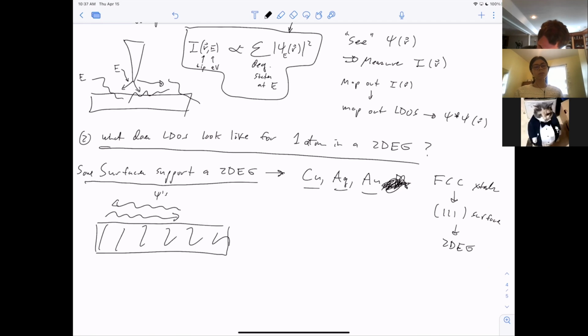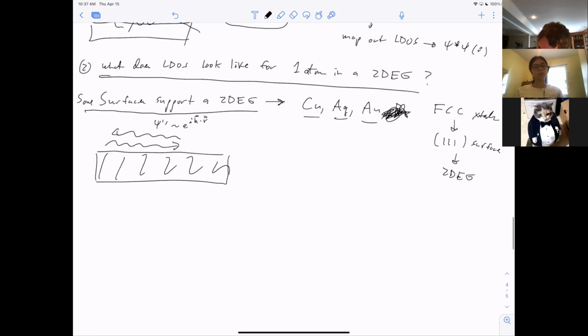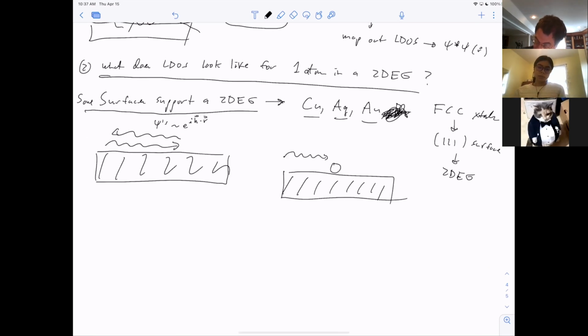The wave functions are waves, right? e to the i k dot r. So I have all these two-dimensional electrons running around on the surface, and now I'm going to drop an atom down there. Boom, there's my atom. Without solving any equations, you can already get a sense of what's going to happen. These two-dimensional electrons are going to go this way, hit that atom, and bounce off.